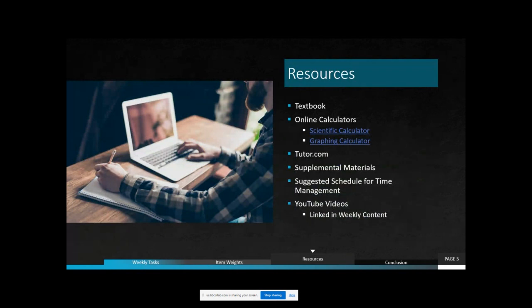So there's a lot of resources. I'm sure you've already seen all this in the class, but you've got your textbook. I do have 2 recommended online calculators that are linked here. So when I email this out tomorrow, you'll be able to open it up and literally click these links to go to these calculators. We'll be doing graphing the last 2 weeks of the class. The rest of the time, the scientific calculator would be very helpful.